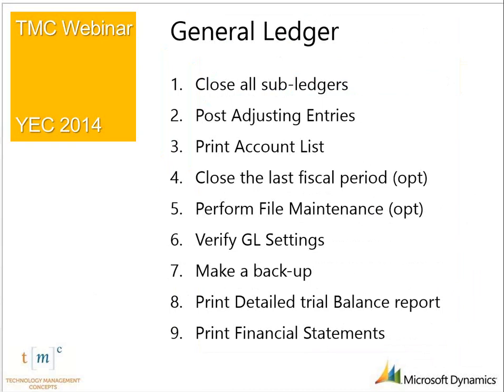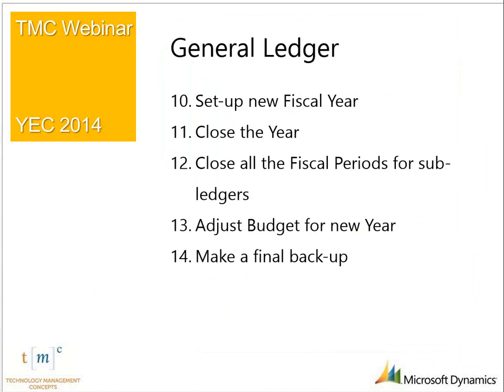I don't have any new accounts that have been added that should be an asset and for some reason were marked to be on the P&L statement. That's what I need to verify, that all of those values are set up correctly. Make my backup. Print the detailed reports, so trial balance, print my financial statements, verify that the new year has been set up in the fiscal period setup window, and then close the year.